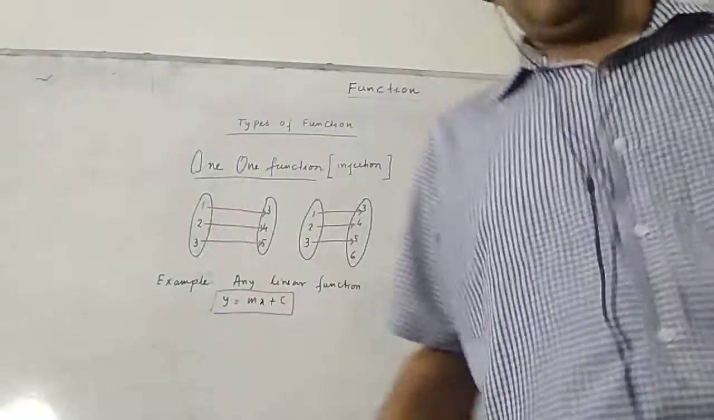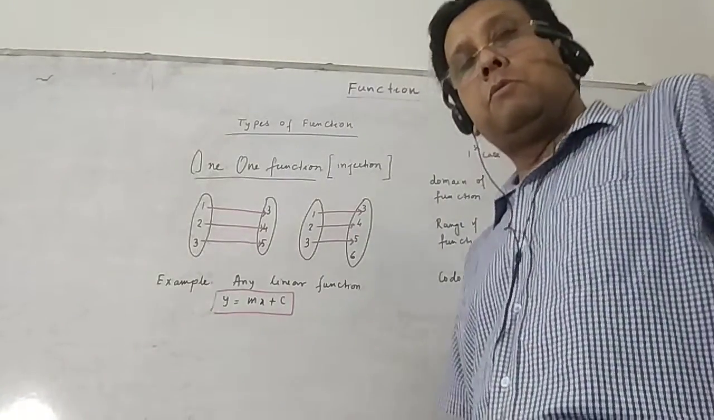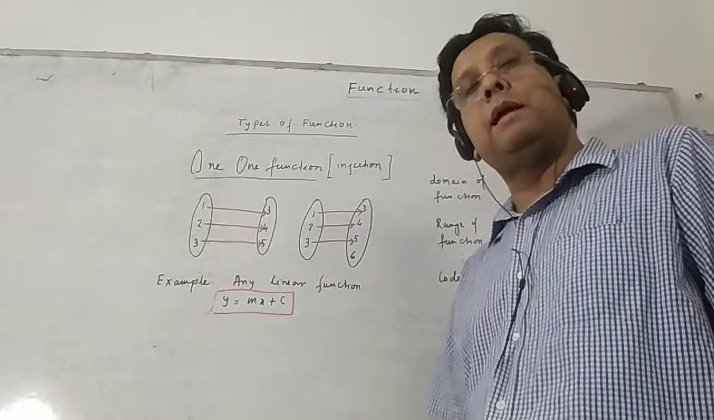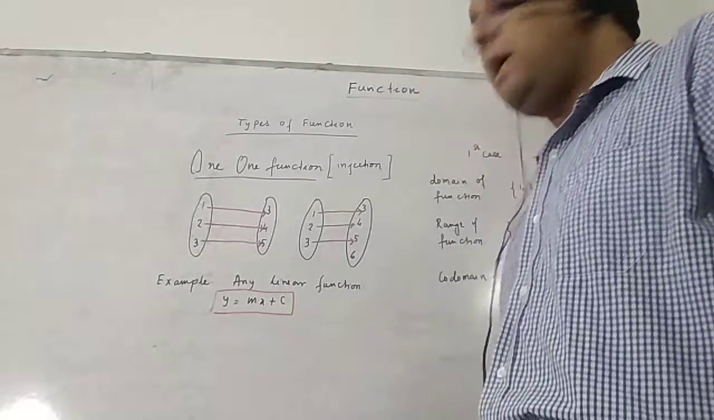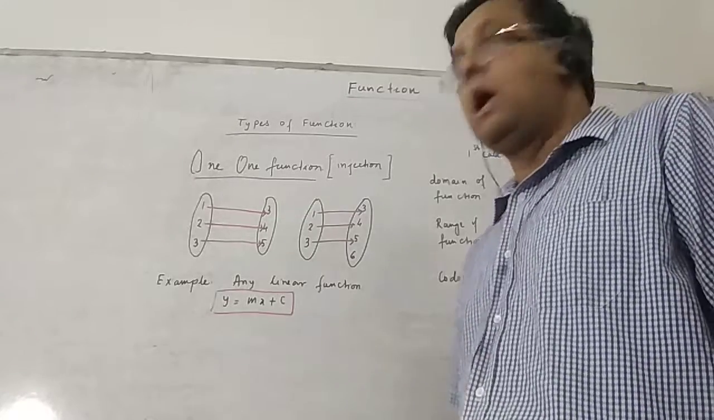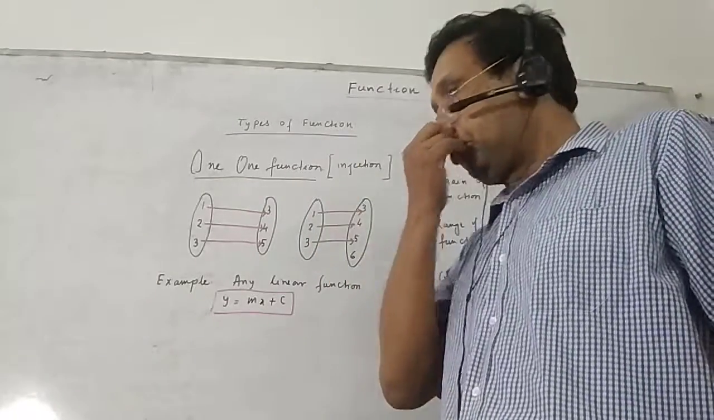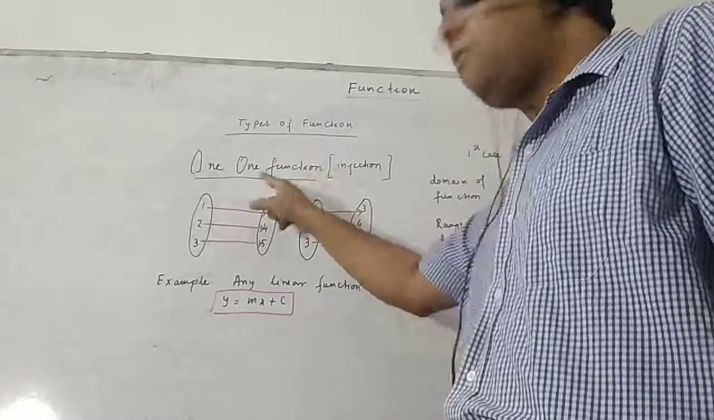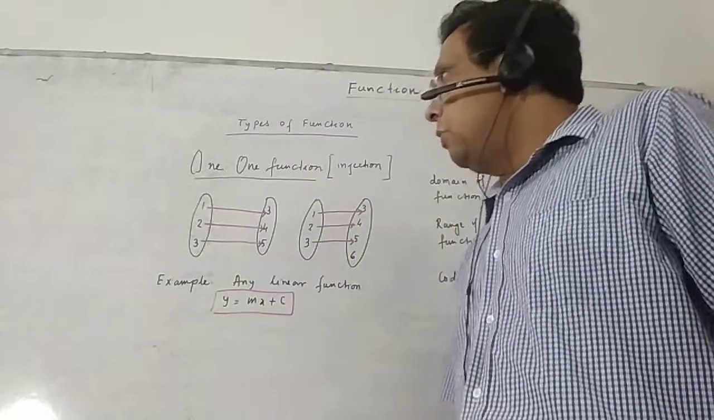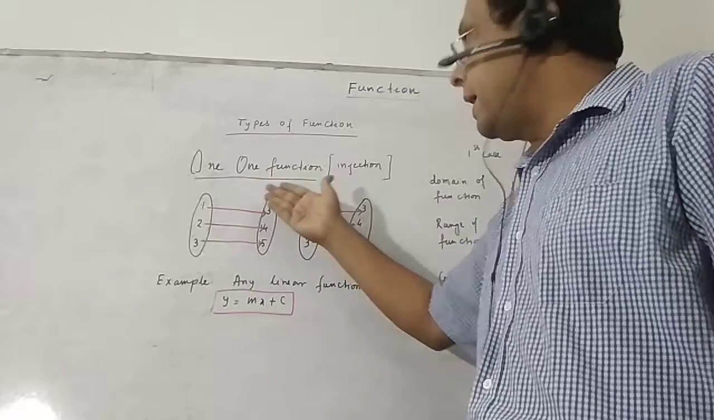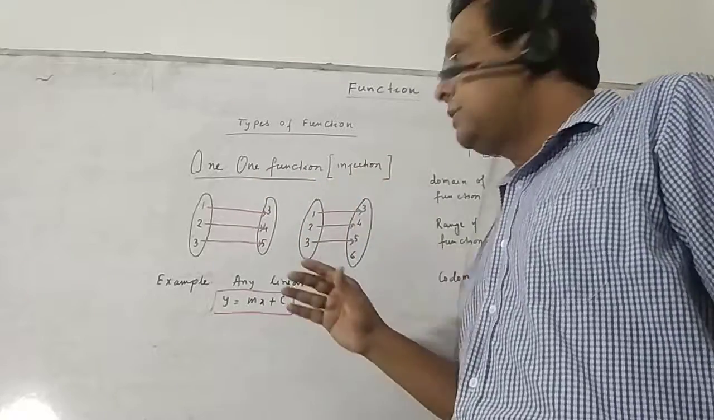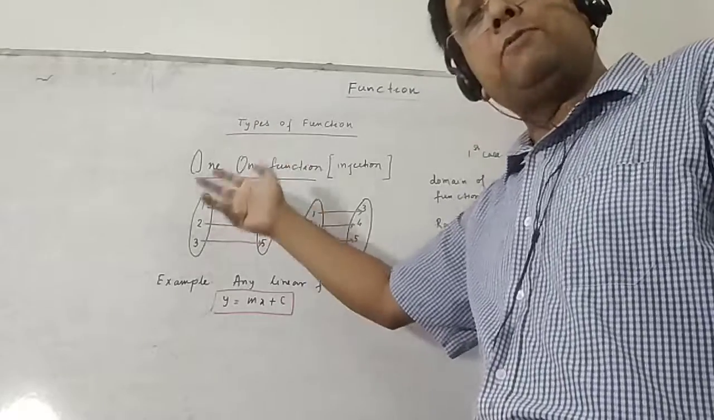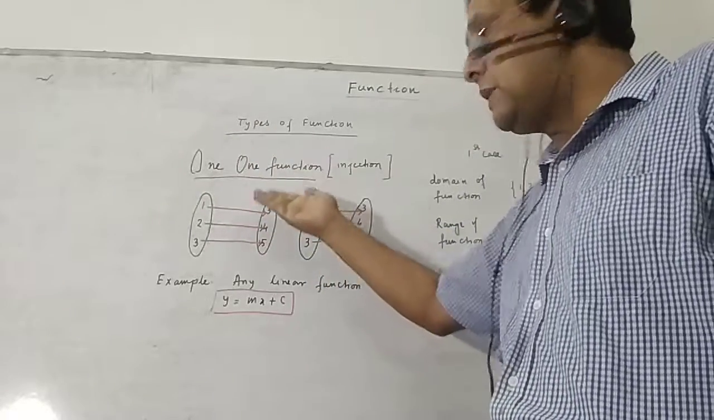Okay, after learning the concept of functions, which we already recapitulated in my last class, today we are going to learn the types of functions. Under these types of functions, the first type is called the one-one function. This one-one function is also known as injection. See, in the name itself, the definition or concept of one-one function or injection lies.